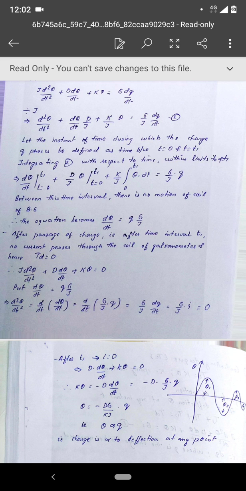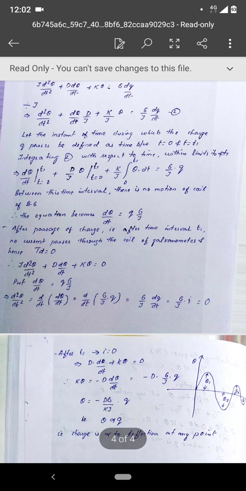So d square theta by dt square is equal to d by dt of d theta by dt, and instead of d theta by dt we can substitute g by j into q. So g by j will be coming outside. dq by dt is nothing but I, which is 0 after t1. So what happens to d square theta by dt square? That is equal to 0. So after t1, I is equal to 0.